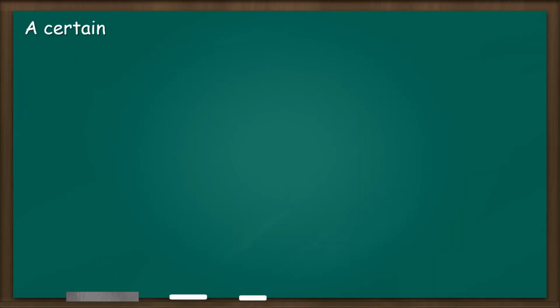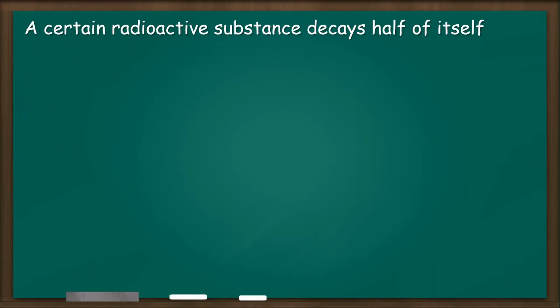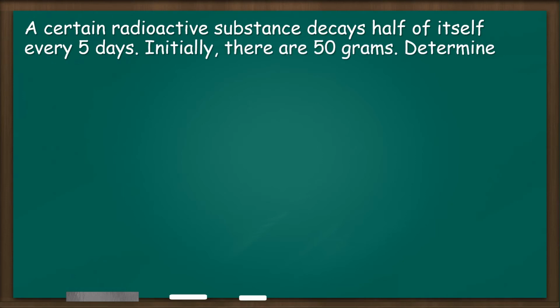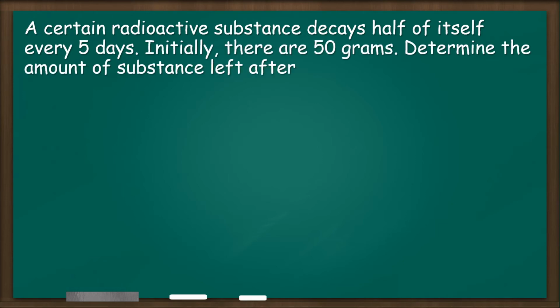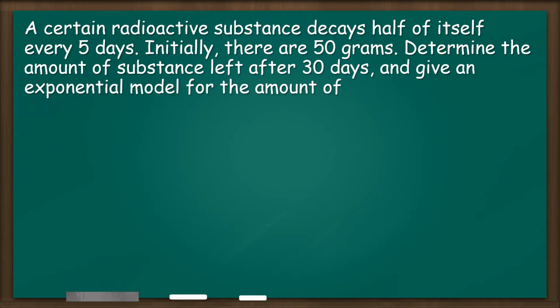Example: a certain radioactive substance decays half of itself every 5 days. Initially, there are 50 grams. Determine the amount of substance left after 30 days and give an exponential model for the amount of remaining substance.